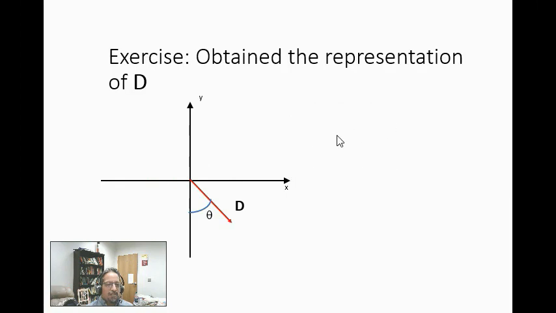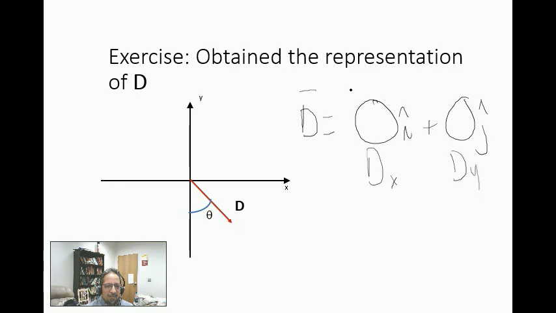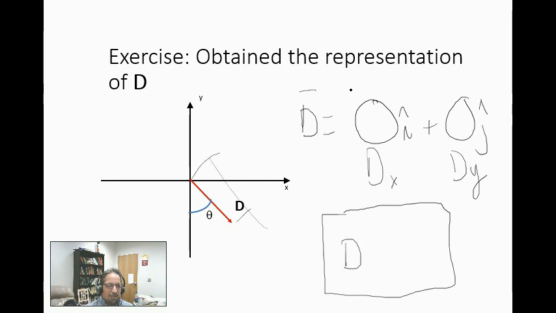Oh, okay, I haven't forgotten about you. So please pause your video and find me the representation of D if D looks like this, and this is the information that you have. So you're going to write D vector equals something in the i direction plus something in the j direction, and this is going to be your dx, and this is going to be your dy, and you're going to express all that in terms of the magnitude d, which is how long this vector is, and the angle theta. So do pause the video, work it out, and come back.